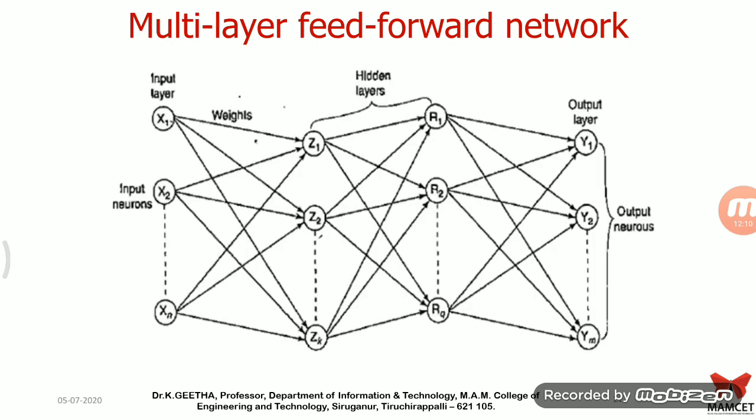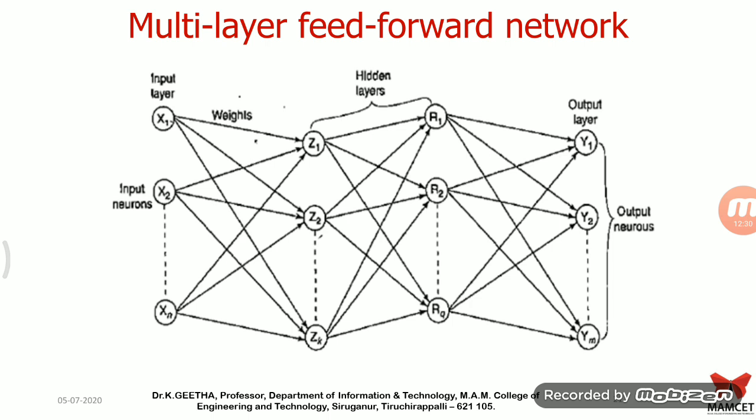The next one is multi-layer feed-forward. So here we'll be having an input layer, hidden layers, and an output layer. Here we have two hidden layers, which are otherwise known as intermediate layers. So here the input layer is connected with the hidden layers and the hidden layers are connected with the output layer.